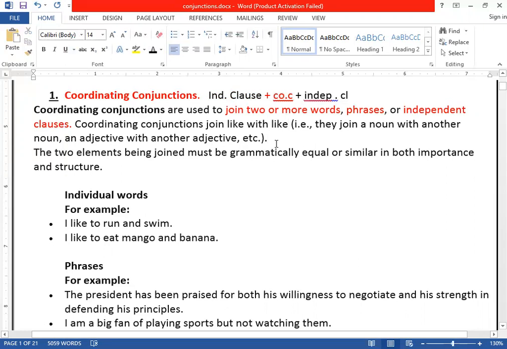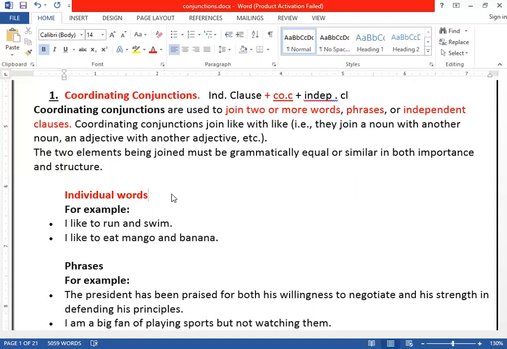So we can say that coordinating conjunctions, let's take first of all individual words. Clear? They are used to connect individual words. So coordinating conjunctions are used to connect what? Words. Whenever you want to join words, they will join like types of words. Like things: noun will go with noun, adjective will go with adjective, clear? Verb will go with verb.